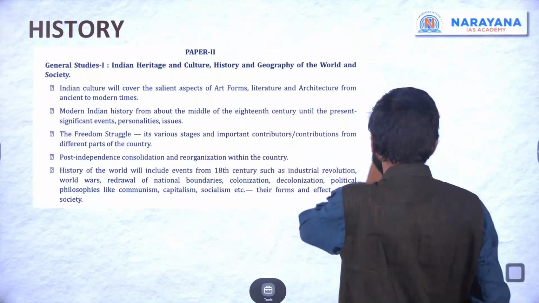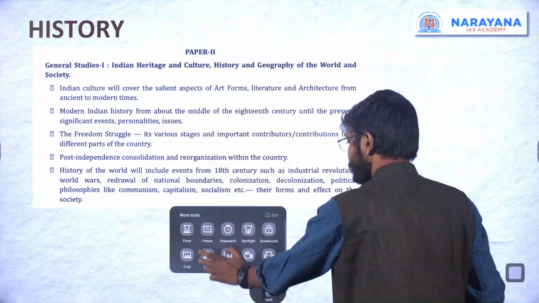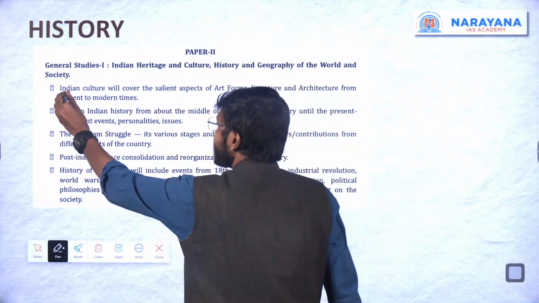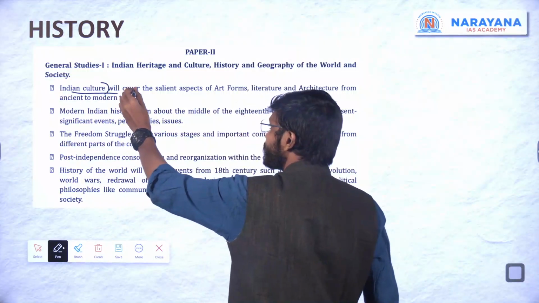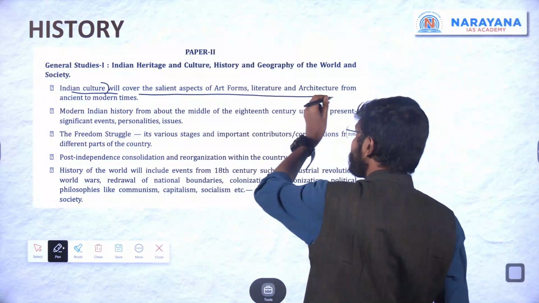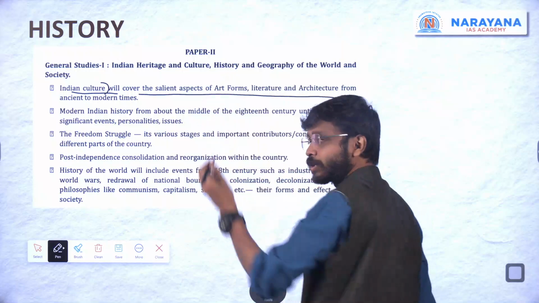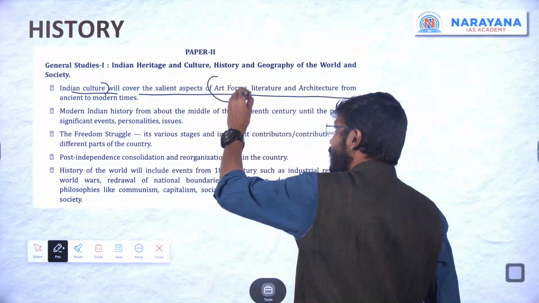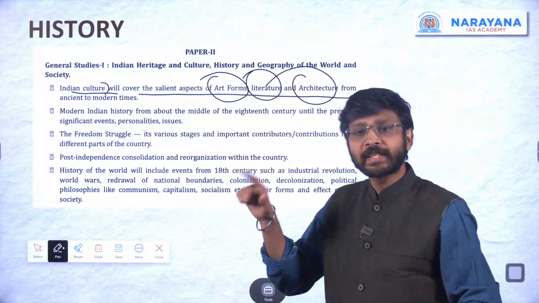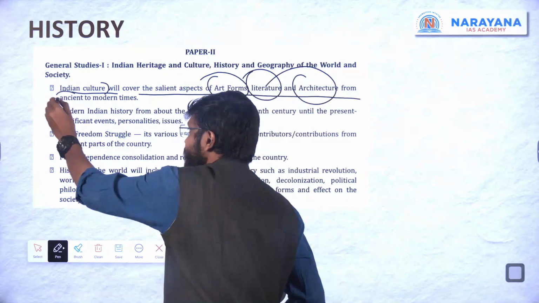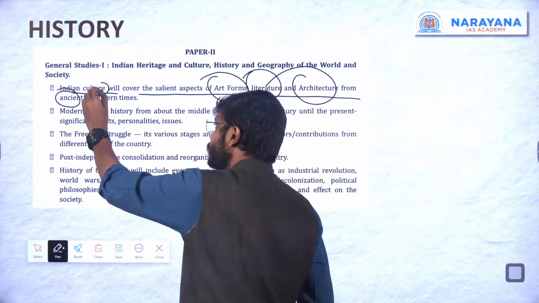Here it is written Indian culture, and again they have elaborated it. It will cover the salient aspects of art forms, literature and architecture. So what all things do we have to study? We have to study the art forms, the literature, and the architecture, and again the timeline is also given, ancient to modern times.